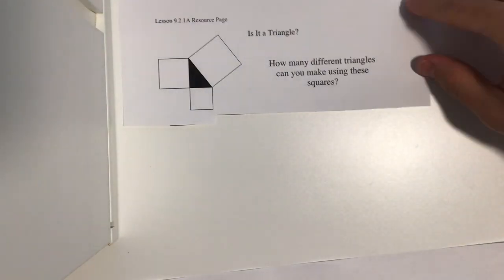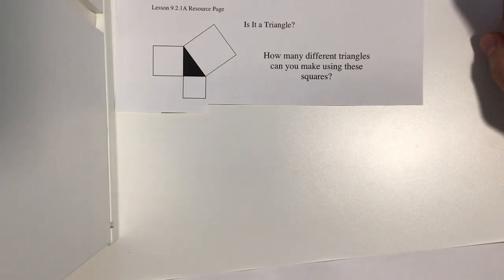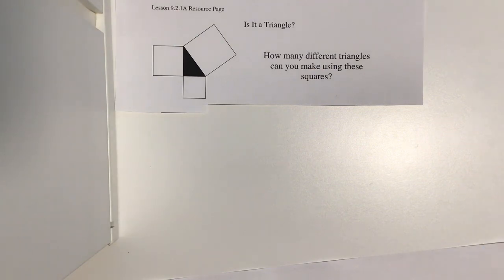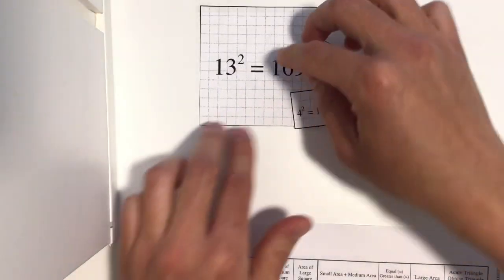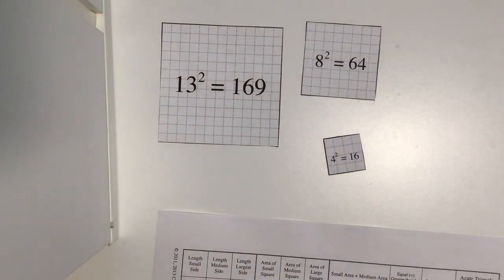All right, for this part of the lesson, we're going to be answering the question from the first resource page of 9.2.1a, which asks how many different triangles you can make using these squares. Essentially we have different shapes and different side lengths here in regards to squares and different sizes.